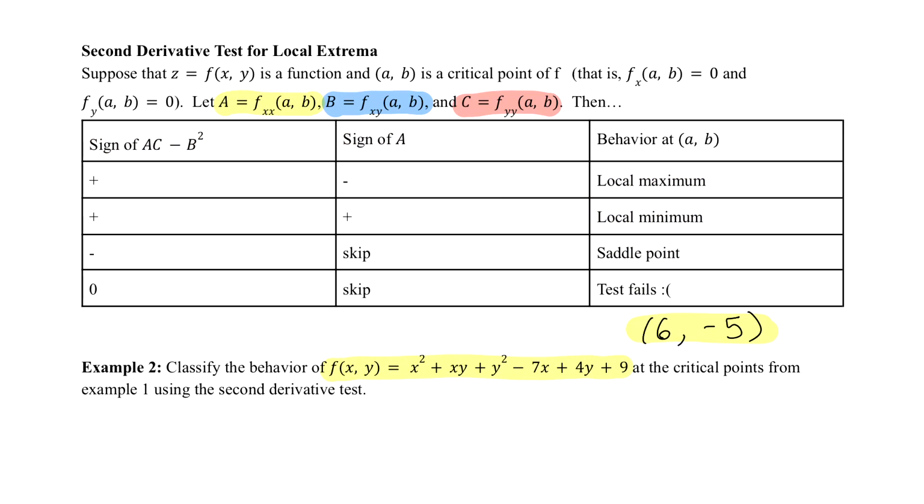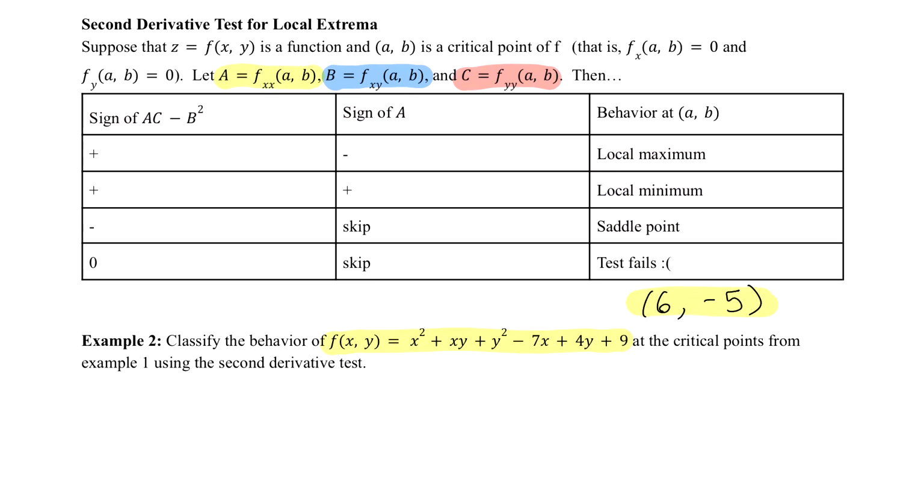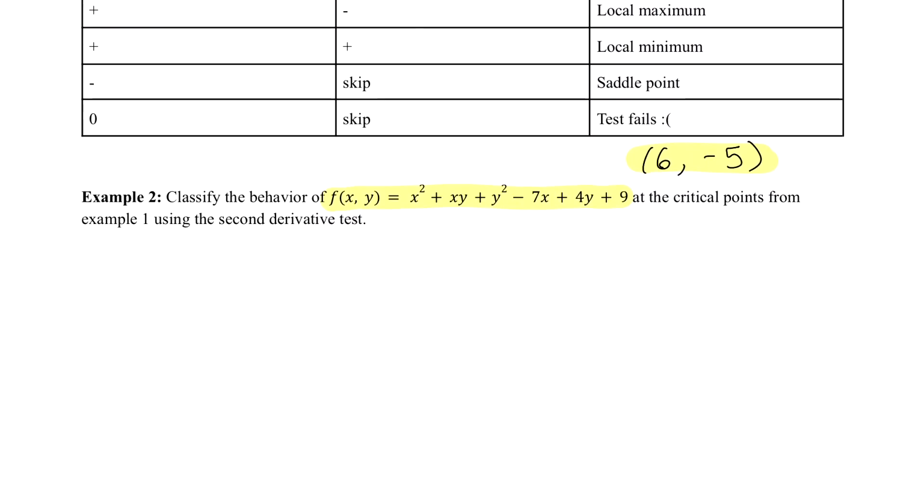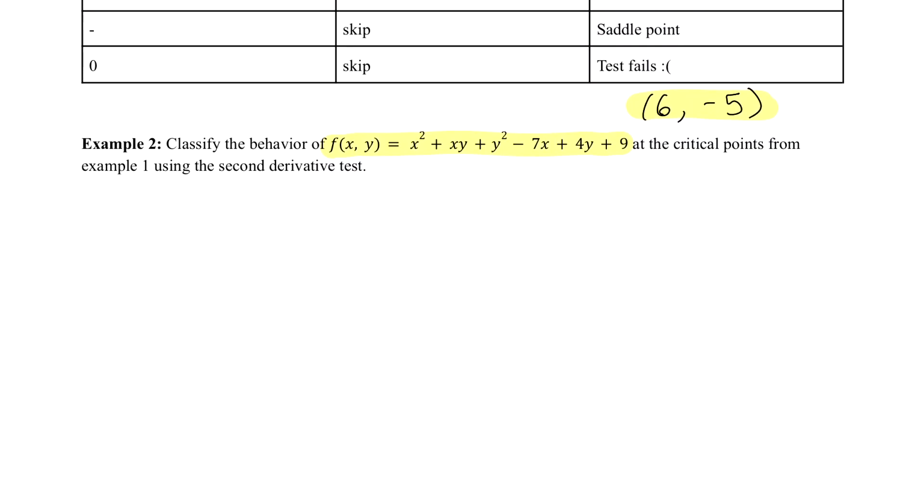So I'm going to have to find some second order partial derivatives. In order to do that, I should find some first order partial derivatives. So I'm going to look at my function to start off. Let's find the first order partial derivative with respect to x.